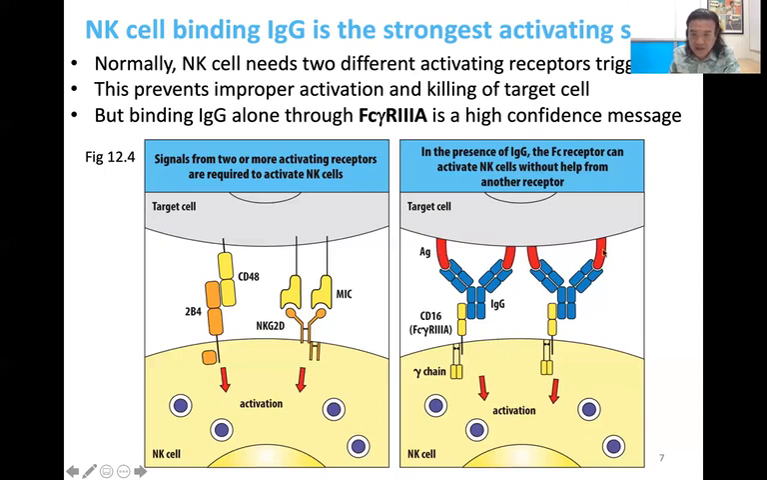For example, these little hot dogs over here are the actual antigen that the IgG recognizes. So this target cell might be infected, and it has evidence on its surface of something weird, this hot dog over here. So the fact that the IgG is binding to it alone is good enough to convince you. We don't need to see another type of signal here. This NK cell should go ahead and activate and kill this target cell. It's a high confidence message, this Fc gamma receptor.